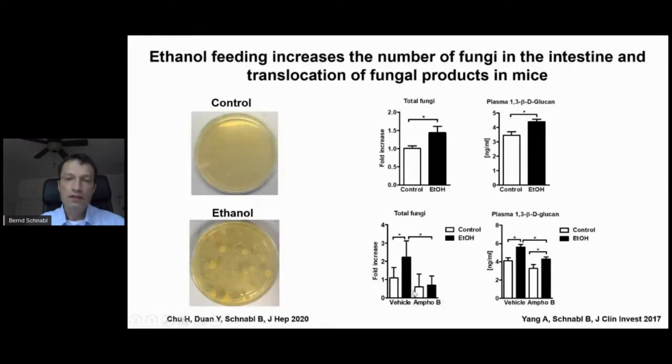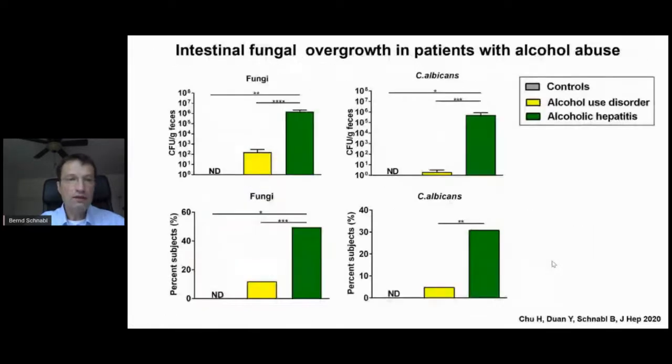Also, if we treat these mice with amphotericin B, in this case we use a non-absorbable amphotericin B, so we just gave it by gavage. Or in this case, actually, we mixed it into the diet. You can see that we can decrease the total fungal load, and this beta-glucan we can also significantly reduce. So how does this look in patients?